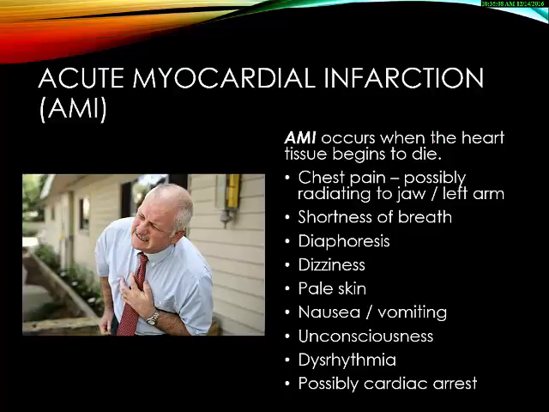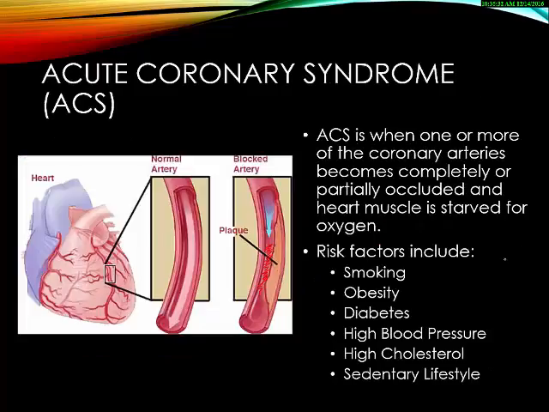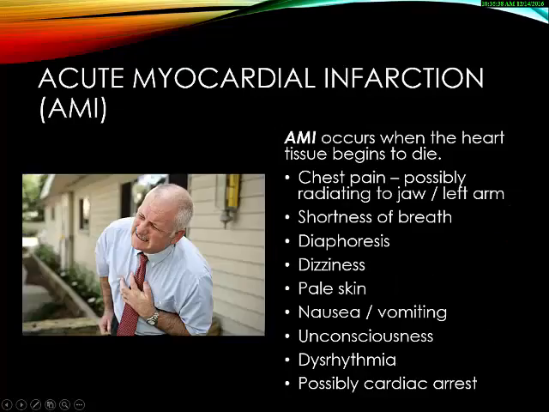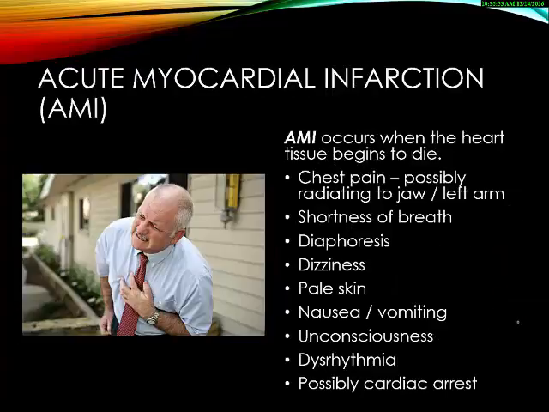Acute MI is something a little bit different. So acute coronary syndrome is the symptoms that could be cardiac related. Acute MI is when we actually have death of the heart tissue because of lack of blood. Same types of symptoms: chest pain, possibly radiating, shortness of breath, diaphoresis, dizziness, pale skin, vomiting, nausea, all that kind of stuff, and then possibly cardiac arrest. The reason I'm putting this up there is that I want you to understand there is a difference between ACS and AMI. All right, AMI and ACS are not totally equal. But we're treating them the same way. Nitrates, morphine if we can, aspirin, oxygen if necessary.